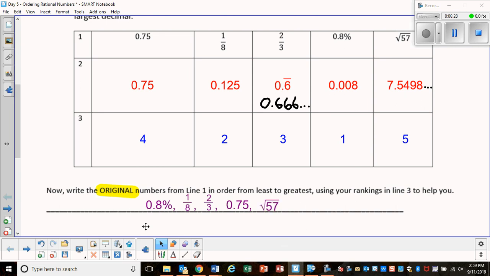Okay? We are always writing the original numbers in order. We don't care about the decimal forms of the numbers. We only want the originals in order.